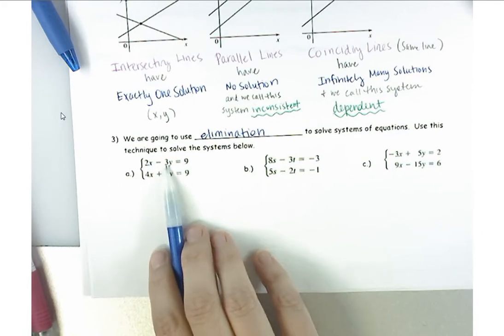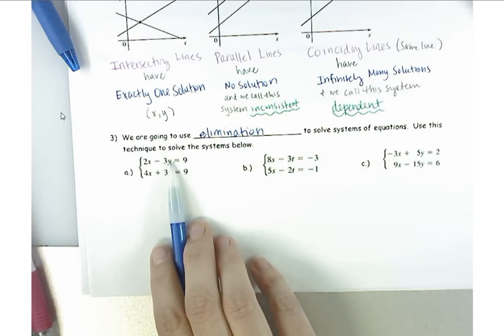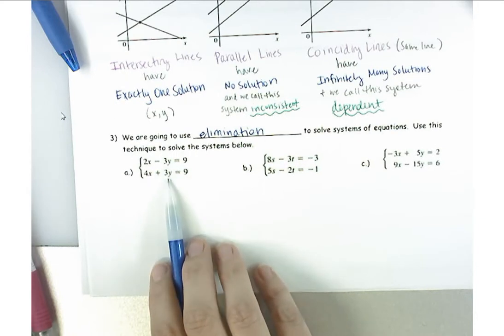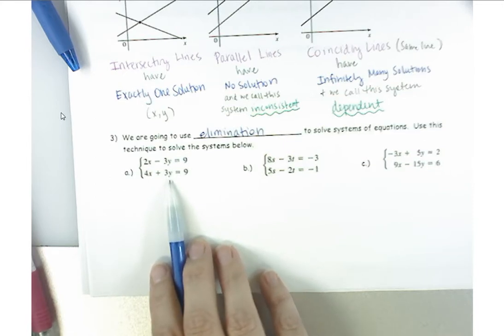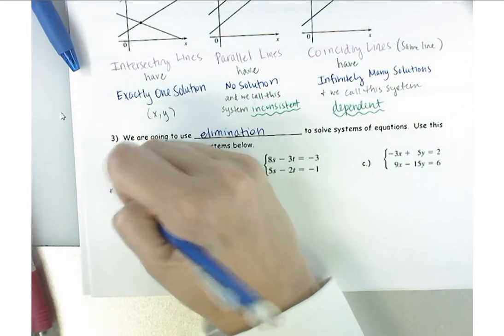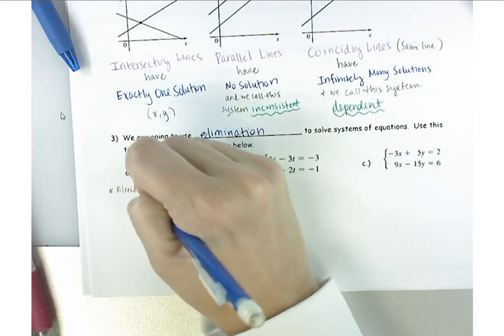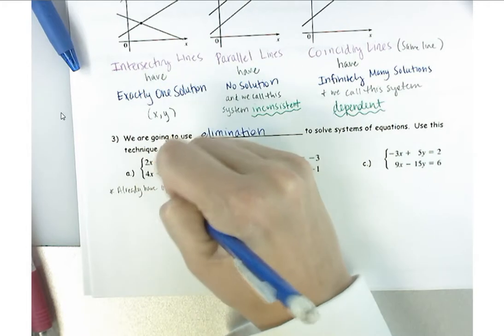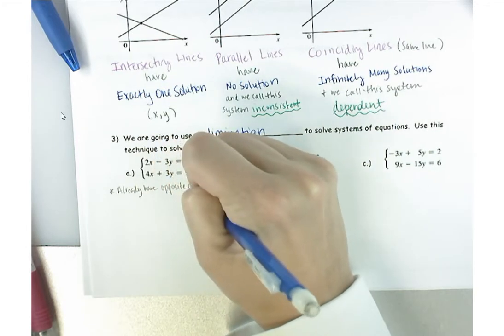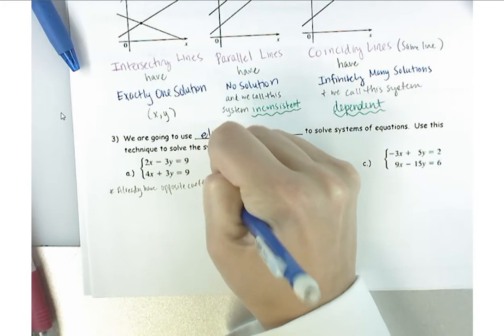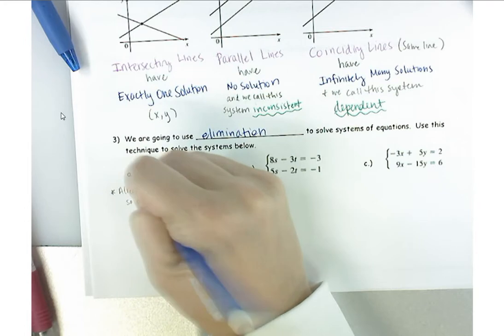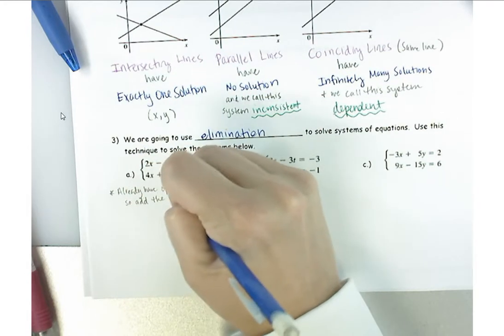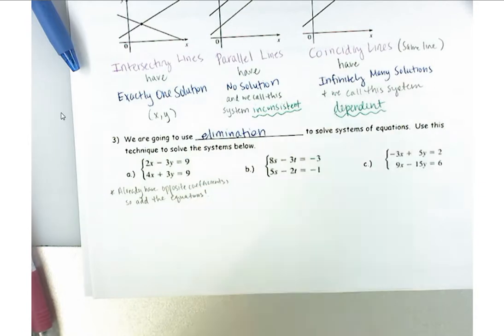No. Okay, what about y's? Yeah, so see how I already have an opposite pair of variables? So if I already have that, then all I have to do is add my two equations together. Because I already have opposite coefficients, I'm going to add the equations.